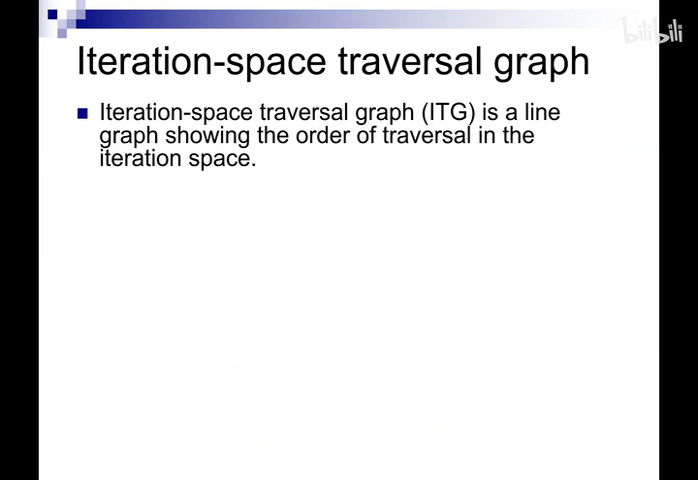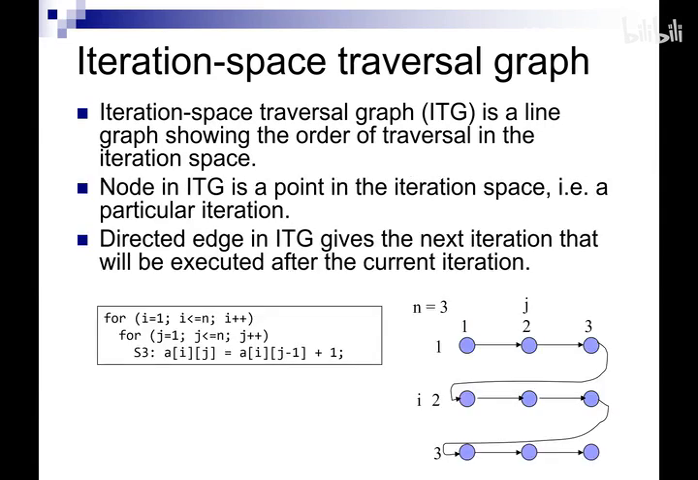Now we're going to introduce a few ways to help us look at dependencies and independencies. These are tools to help us with our dependence analysis. The first one is a graph to represent the various dependencies between the iterations of a for loop. It's called the iteration state traversal graph, or ITG. This graph just shows the order in which we step through all the iterations of our for loop.